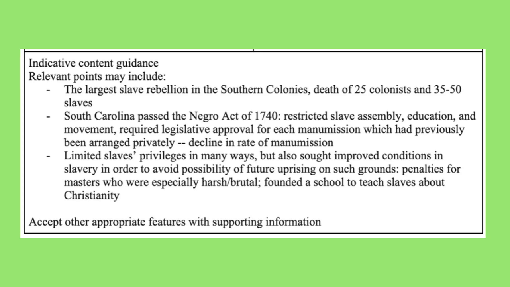So, one consequence could be the death of the 25 colonists and somewhere between 35 and 50 slaves. You can then expand on that a little bit, saying that this is the largest slave rebellion in the southern colonies and the implications of that. So what's really important here is that we've identified a consequence, but then we're expanding on why it's important, why it's significant, and bringing in that detail from your own knowledge is really what can push you into the higher bands. Take a look at the rest of the points to see if there's anything you could have added to your own answer.